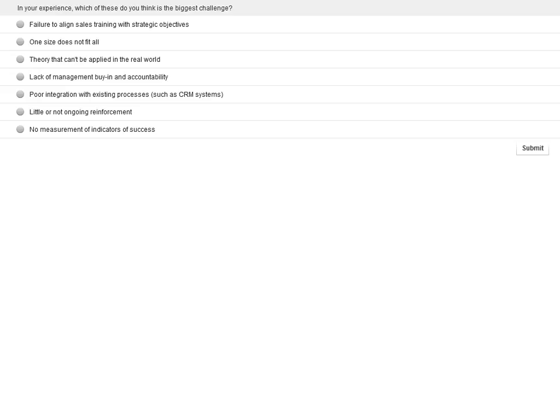So we've got failure to align sales training with strategic objectives. We've got the fact that the sales training is generic and a one-size-fits-all. The training where the theory is sound, but potentially it can't be put out into the field. Where management are not bought in. Poor integration with existing processes. Little to no reinforcement, and measurement of success indicators. I'll give you about 15-20 seconds just to think about that.